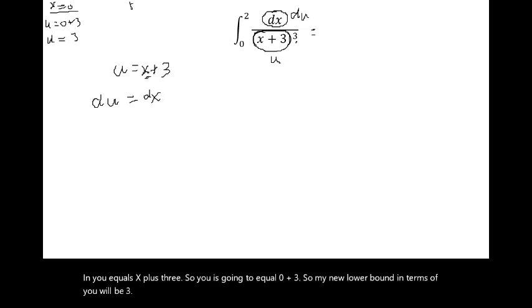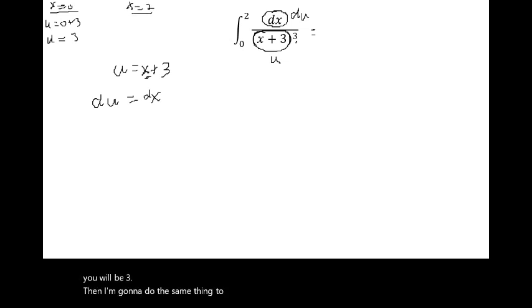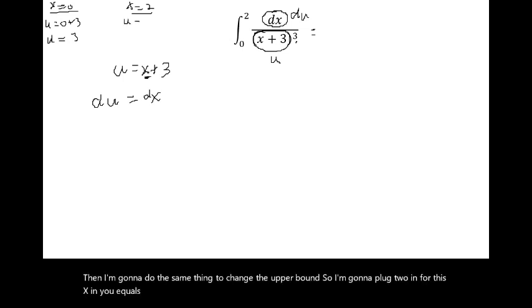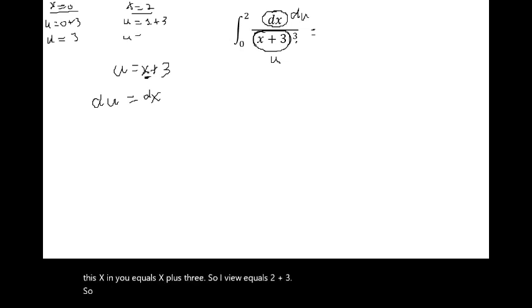Then I'm going to do the same thing to change the upper bound. So I'm going to plug 2 in for this x in u equals x plus 3. So I have u equals 2 plus 3. So my new upper bound in terms of u will be 5.